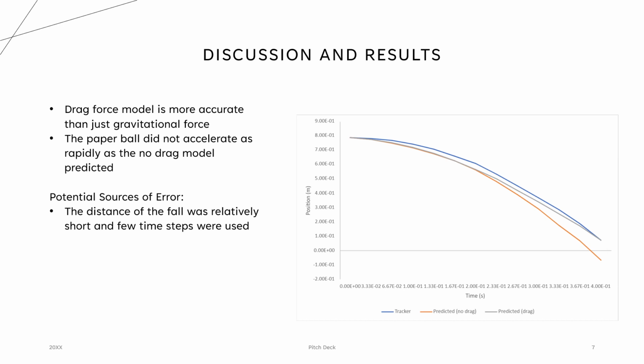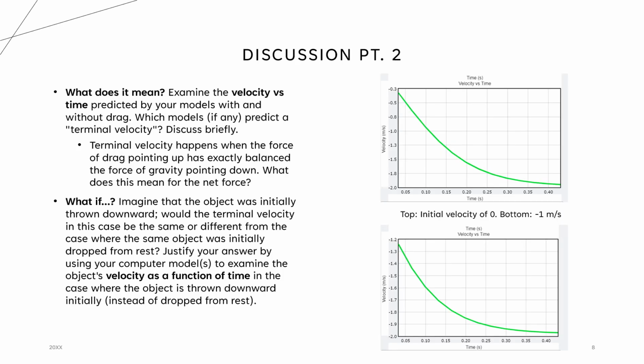A potential source of error is that because I dropped the paper ball less than a meter, there weren't a lot of time steps. If there were more time steps, maybe the data could have been a little bit more accurate. So what exactly does this mean?